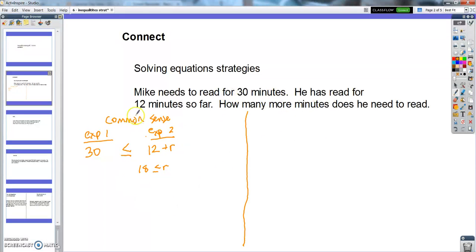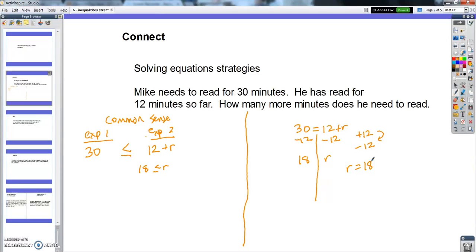Back when we were doing this with equations, if he did need to read exactly 30 minutes, 30 equals 12 plus R. Remember, even though this one could be done with common sense, one of our strategies to figure out what R was was the inverse operation strategy. We said, okay, 12 is being added to R. So if I do the inverse operation, which is subtract 12, I'll figure out what it is. I'll subtract 12 from this side, and I'll subtract 12 from this side, and I'll get R is equal to 18 minutes.